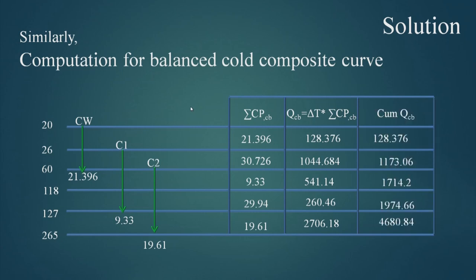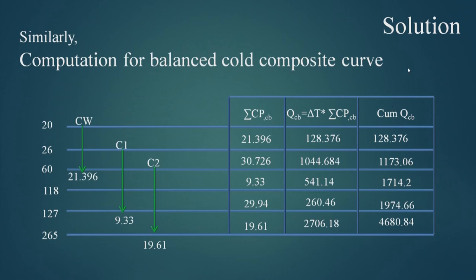Now, we will fill up the cumulative values. For the first interval, this value is 128.376. For the second interval, this is the summation of this value and this value, which is 1173.06. For this interval, this is the summation of this value and this value. So, it comes out to be 1714.2. So, similarly, we fill up this column also.